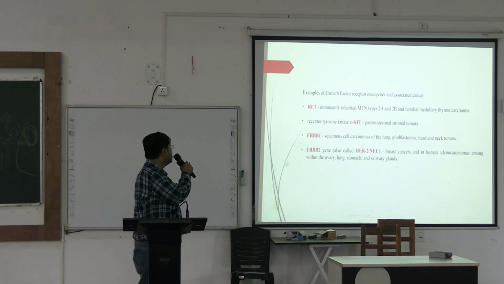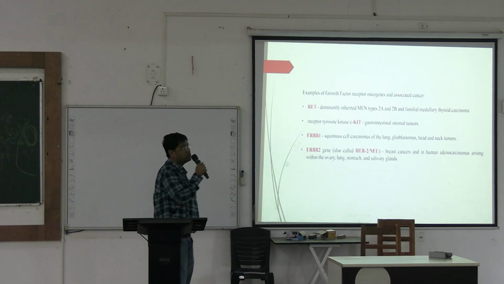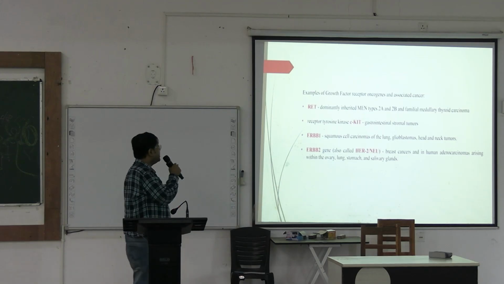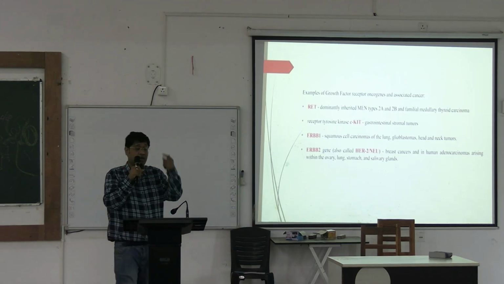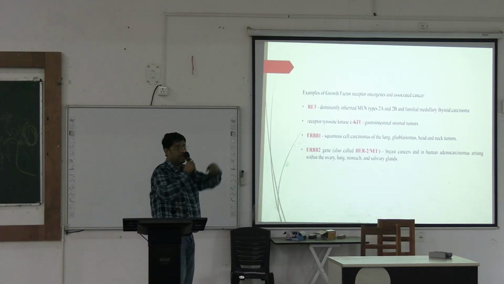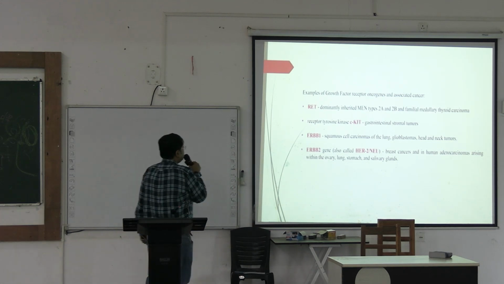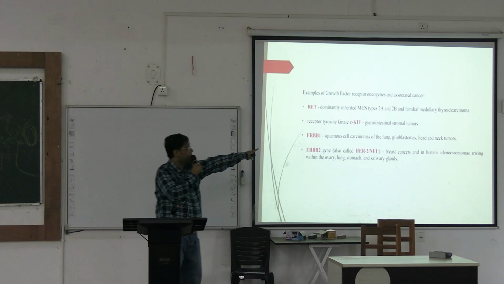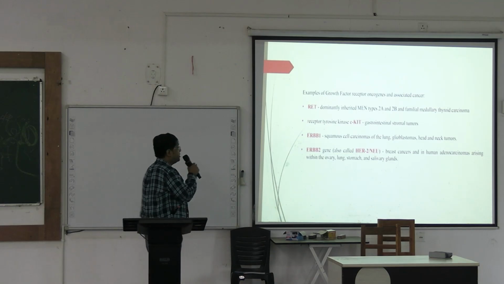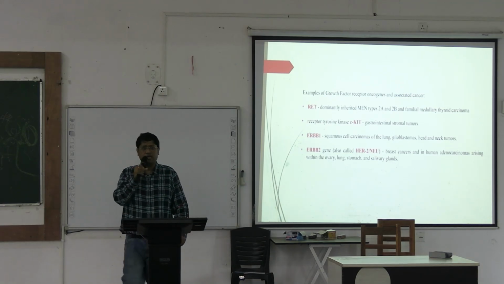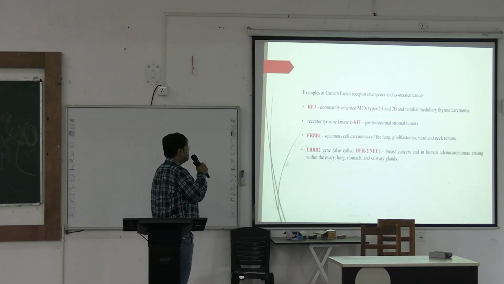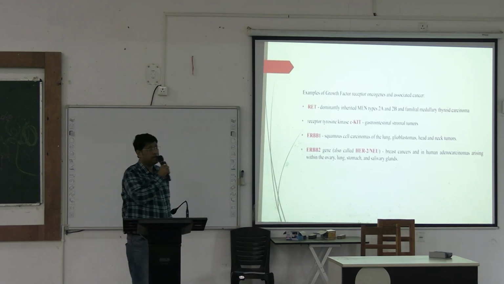C-KIT mutation leading to gastrointestinal stromal tumors. ERBB1 and ERBB2 very important. You have to write, draw pictures also during the exams when these questions come, how the mechanism works, oncogenesis. ERBB1 leading to squamous cell carcinoma of lung, glioblastoma, head and neck tumors. ERBB2 also known as HER2/neu. HER2/neu you have already heard in the breast carcinoma, I think. See, breast cancers and human adenocarcinomas arising within the ovary, lung, stomach and salivary glands.